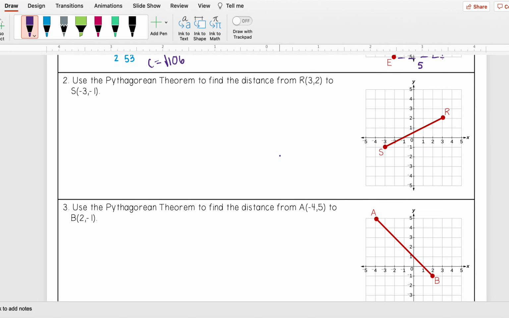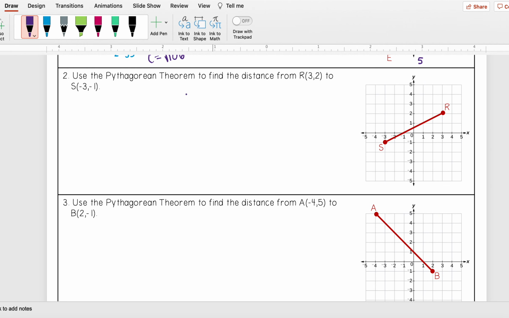Let's look at another one. So here I want to find the distance from R to S. So my first step is to go ahead and create that right triangle. And so I just like to do it from the bottom. You could go up from the top and go forward. I just like to go beneath it and make my right triangle.